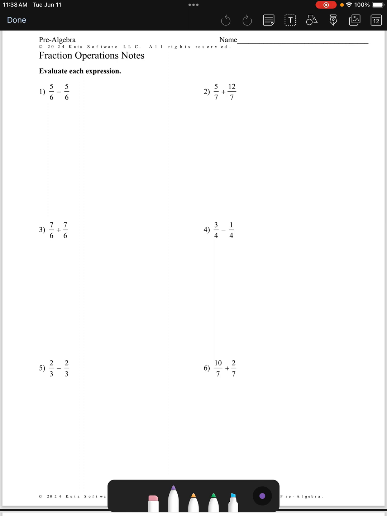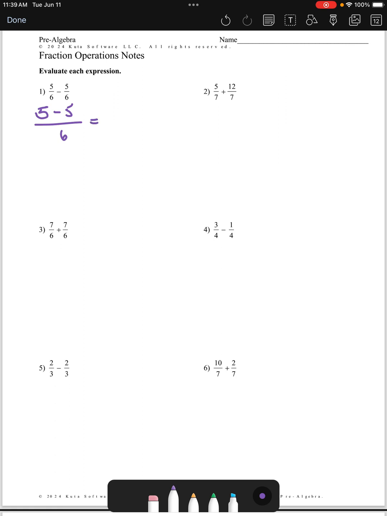Today we're going to begin working with actually adding, subtracting, multiplying, and dividing our various types of fractions. We will begin with adding and subtracting fractions that have a common denominator. So we're going to start nice and easy. When adding and subtracting fractions with a common denominator, all we're really doing is adding or subtracting the numerators and keeping the denominator the same.